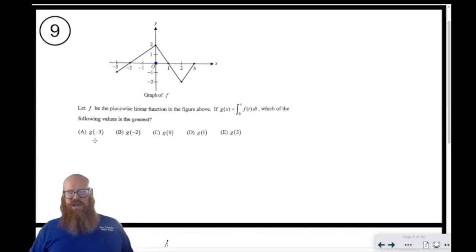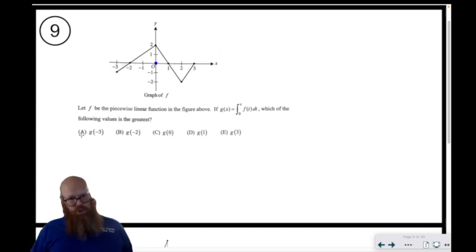So g of -3, we want the greatest, all right? G of -3 would mean I'm integrating from 0 backwards. Well, if I'm integrating from 0 and backwards, it's going to be the negative of integrating forward. And if I integrate forward, this area will be bigger than this area, so I'm going to get positive. So integrating backwards is negative.